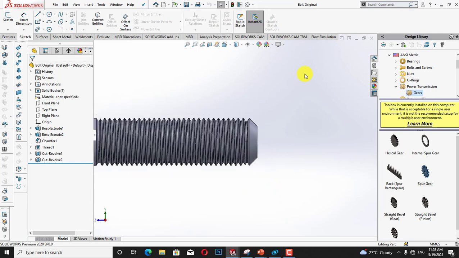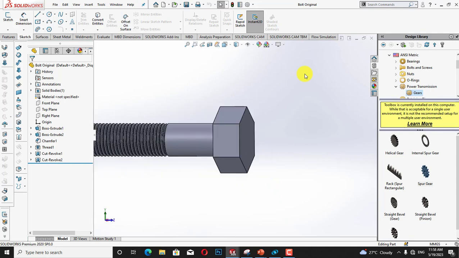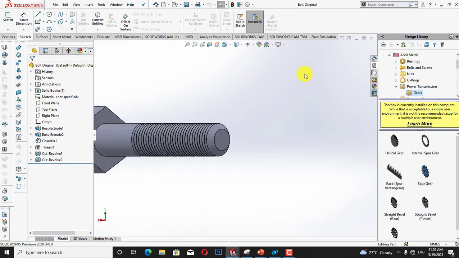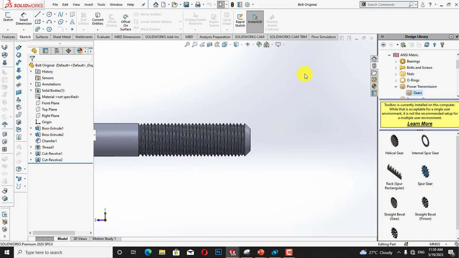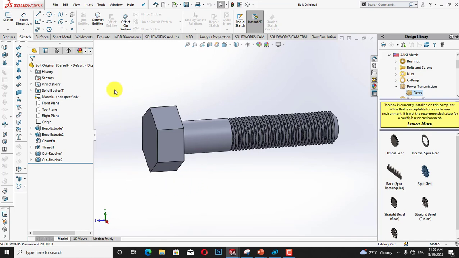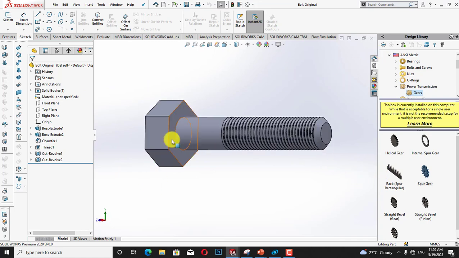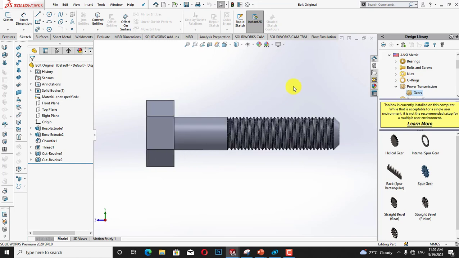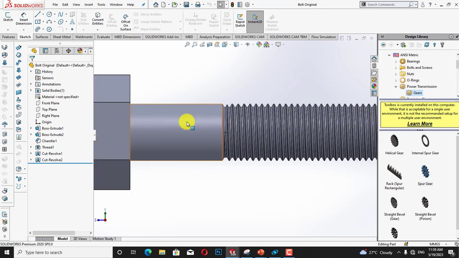Here is our 3D bolt. This is the hexagonal head of the bolt, and the thickness of this head is not calculated in the length of the bolt. The length of bolt is calculated from this face up to the face of the threaded end, I mean this face. Now we will discuss the diameter of the bolt, and the diameter of the bolt is calculated from this cylinder.